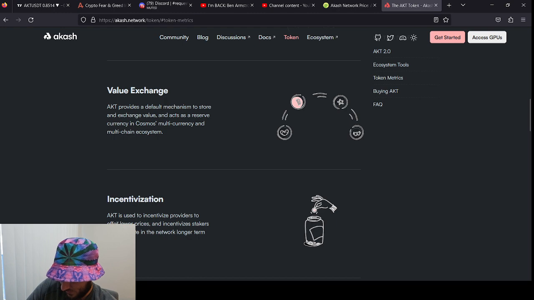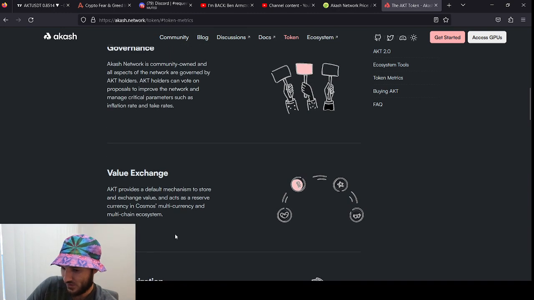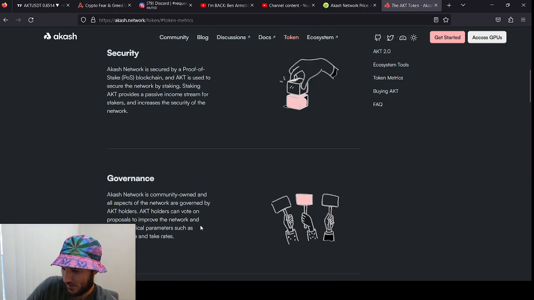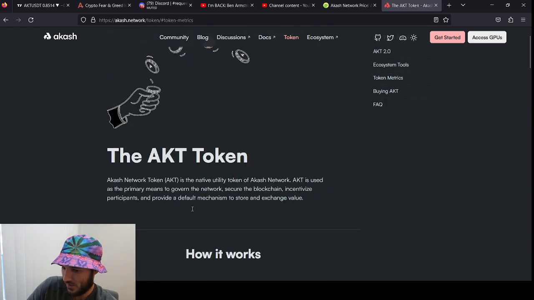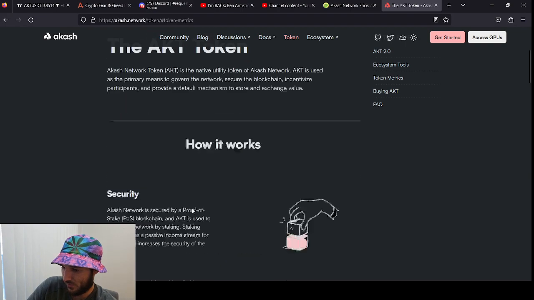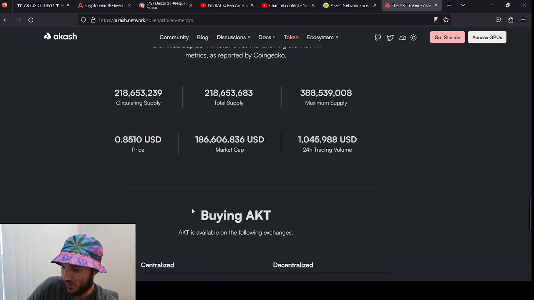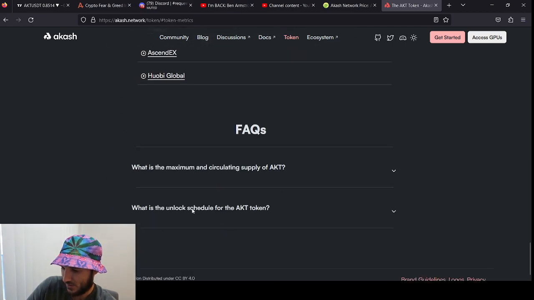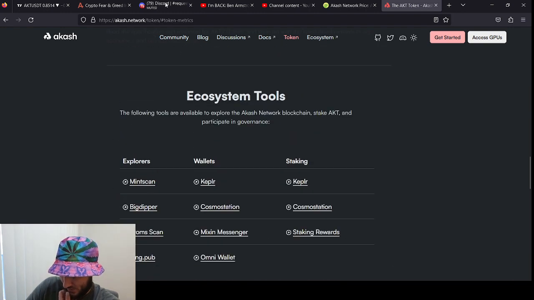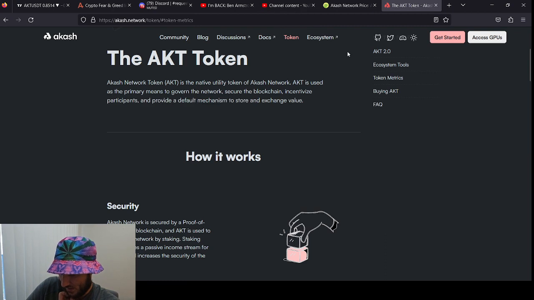Incentivization: incentivize providers to lower prices, incentivize stakers to participate in the network. So you stake it and you get some. Governance, security, proof of stake. So it is a proof of stake. But I want to see the tokenomics. Maybe that's why they're not available, because they don't say it on here, which I don't necessarily like.